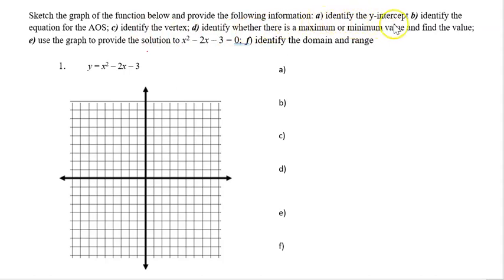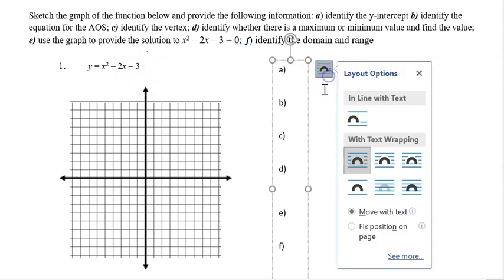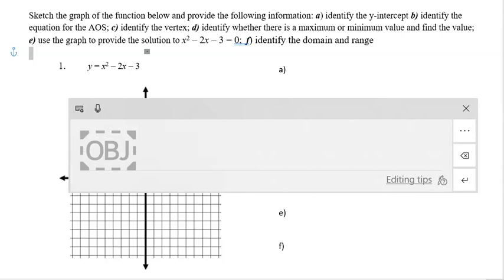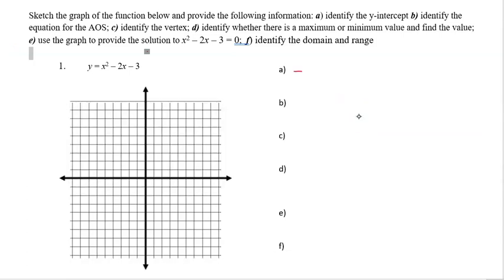Part A says to identify the y-intercept, and you can always see the y-intercept is the constant on the end. So the answer for part A is going to be -3. And since we're going to graph all of this anyway, I'll just go ahead and plot this as we go. So our graph should cross the y-axis at -3.